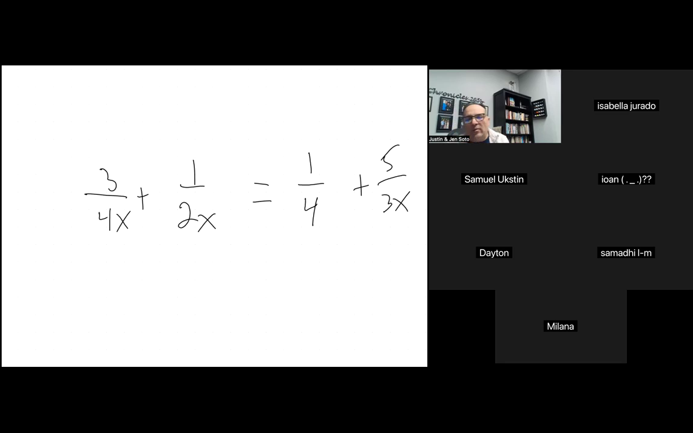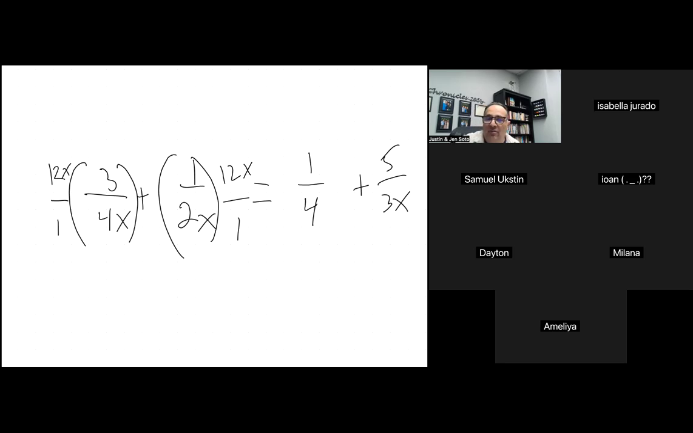Yeah, theoretically you could do that, but the least common multiple of 4x, 2x, 4, and 3x is 12x. Because 4 goes into 12, 2 goes into 12, 4 goes into 12, 3 goes into 12, and x goes into x goes into x. I need to add an x to make it the same. So I'm multiplying every spot by 12x, or 12x over 1 if you really want to.